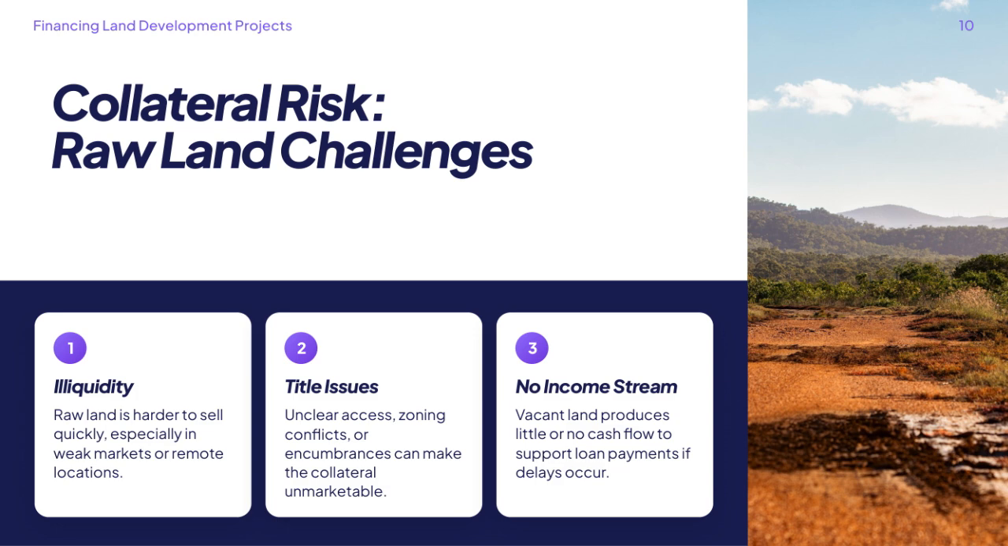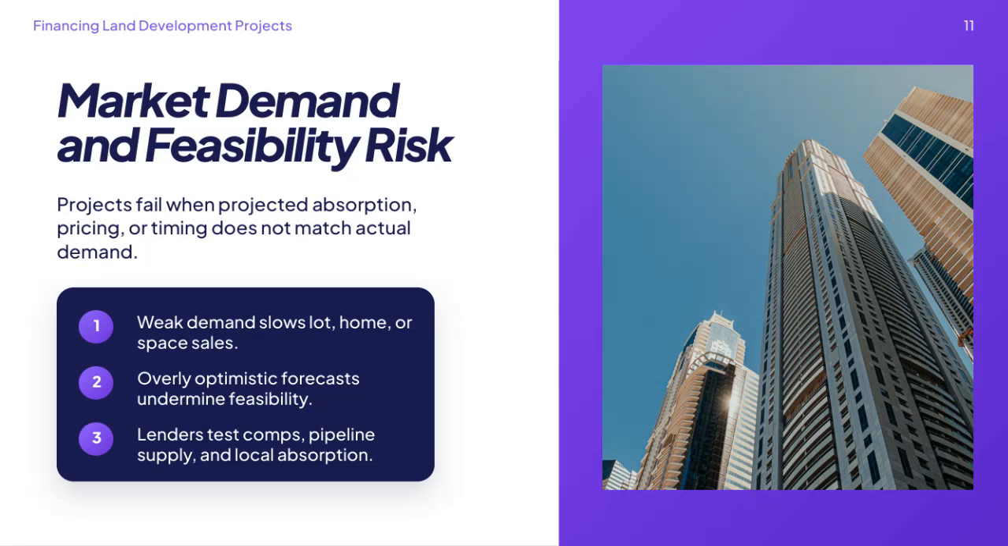These factors together create notable collateral risks when financing land development projects. Now, let's talk about market demand and feasibility risk, which are crucial factors in land development projects. Projects often fail when expected absorption rates, pricing, or timing don't align with what actually happens in the market. For example, if demand is weaker than anticipated, sales of lots, homes, or commercial spaces will slow down significantly, impacting cash flow and project viability.